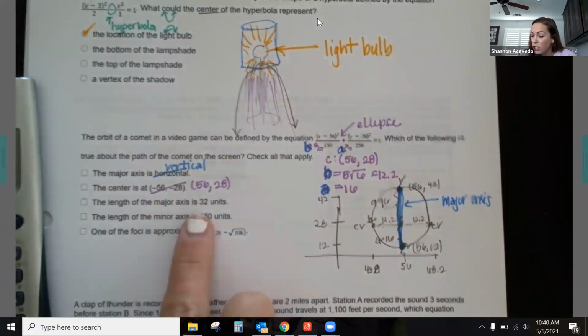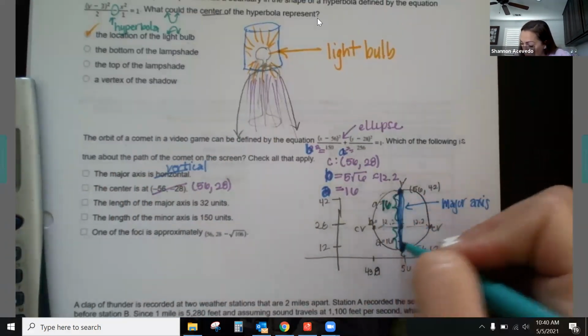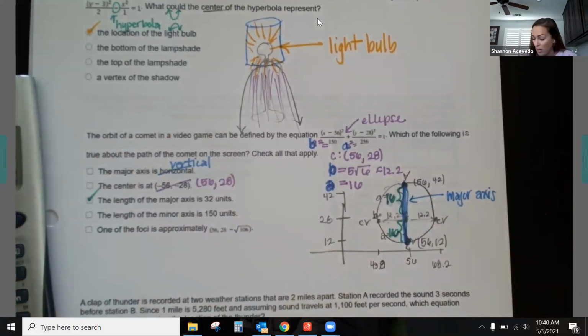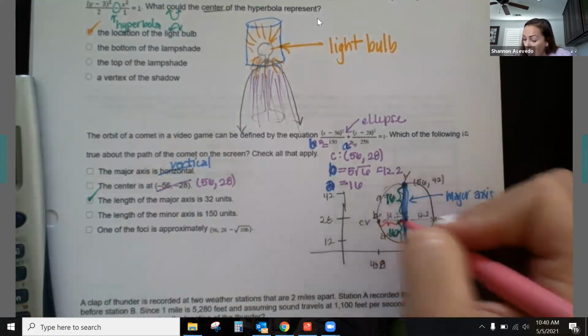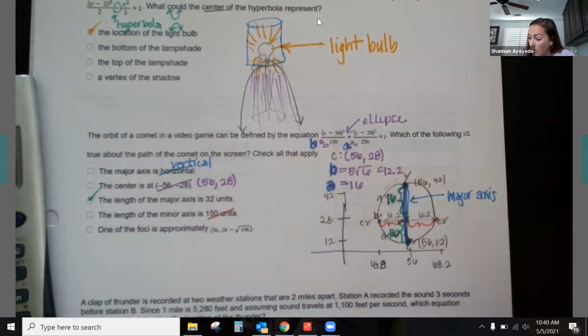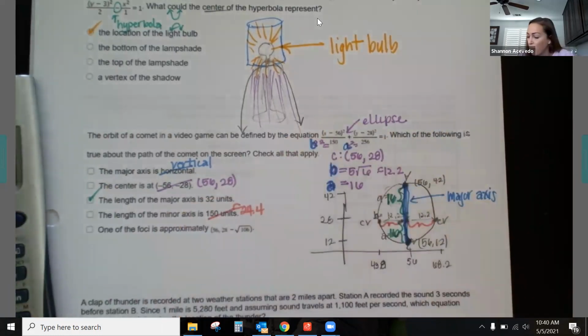It says the length of the major axis is 32. Well, we said that this is going to be 16 and this is 16. So 16 plus 16 is going to give you 32. That is correct. My minor axis is 150? My minor axis is going to be about 12.2 plus 12.2. That is not going to give me 150. That's going to give me approximately 24.4, because this is a rounded value. So that's not correct. Then the last one says one of the foci is approximately at this value. So I need to figure that out.